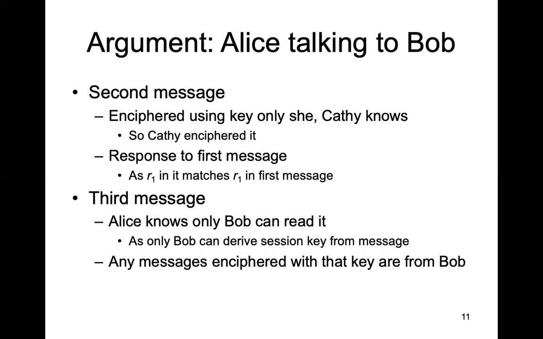So the third message which Alice sends to Bob was something that was created by Kathy. Alice knows that only Bob can read it because it is encrypted under this key KB, which only Bob and Kathy share with each other. So only Bob can derive this session key from this message by decrypting it. As a result, Alice will know that any future messages encrypted with that particular session key are supposed to be from Bob.